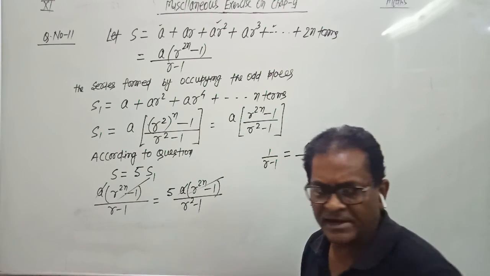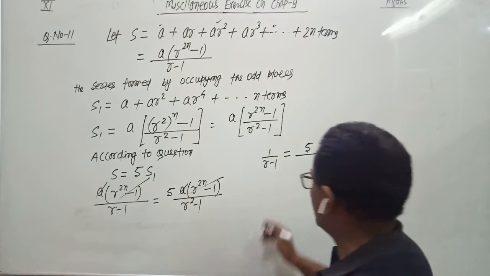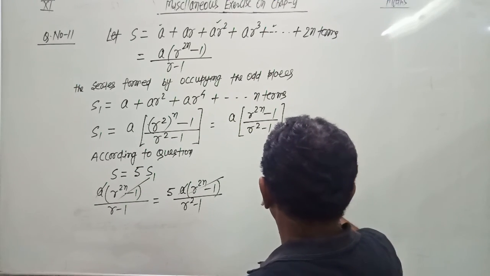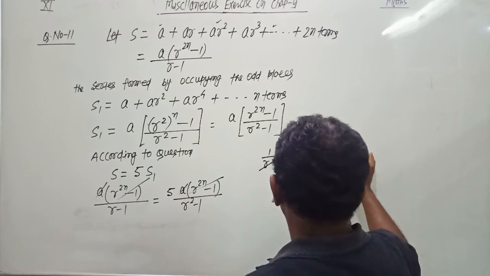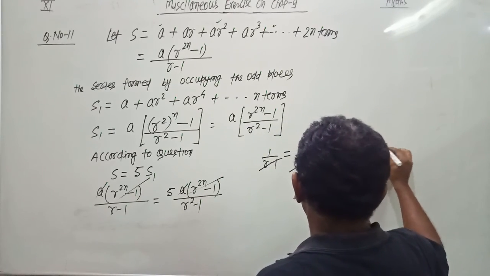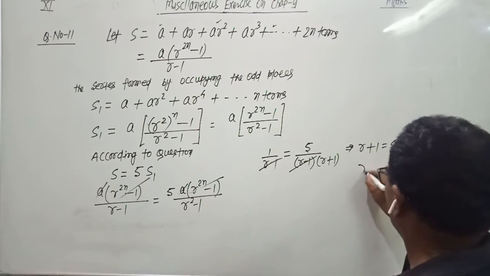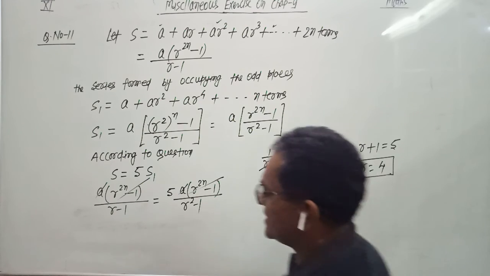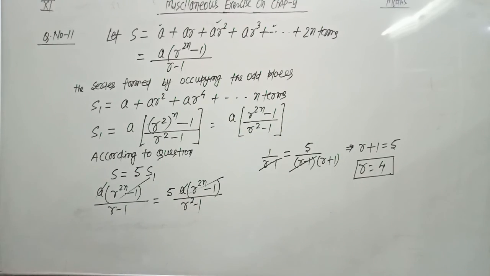This can be expanded using the formula a square minus b square, so r minus 1 into r plus 1. r minus 1 gets cancelled, and we get r plus 1 equals 5. The value of r comes to be 5 minus 1, that is 4. So the common ratio r is 4.